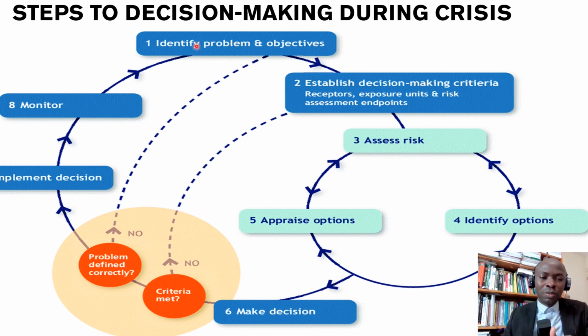So you move from identify problems and objectives, establish decision making and criteria. You can assess the risks actually, and then try to identify possible options, and then that will move you to being able to assess the options as well. And of course, you make a decision and try to implement that decision, and you can then go on to monitor the aftermath of that particular decision.